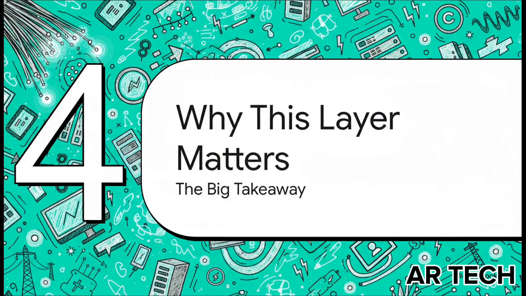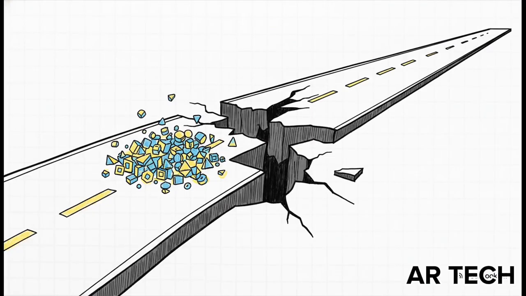So we have the roads, the traffic, and the rules of the road. But why does this one layer matter so much? What is the big takeaway here? It all boils down to this. It really is that simple. Without the physical infrastructure and the rules to make it all work together, no data could move, period. The entire digital world that we live in would just stop.